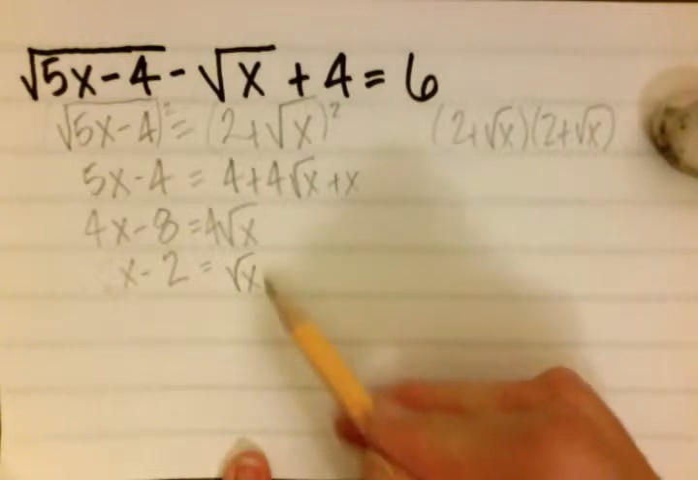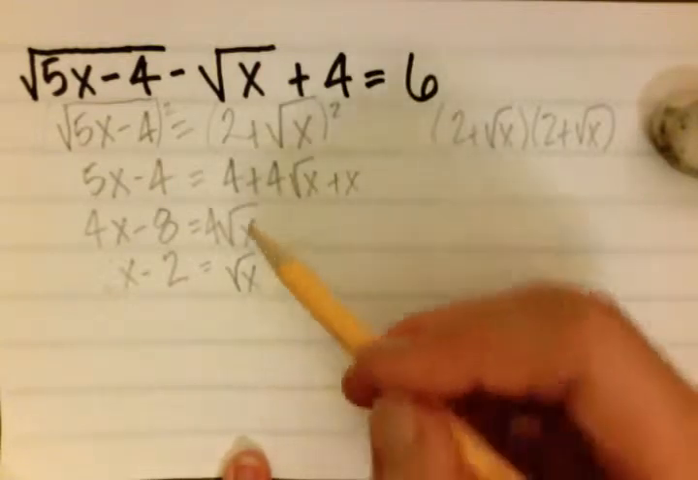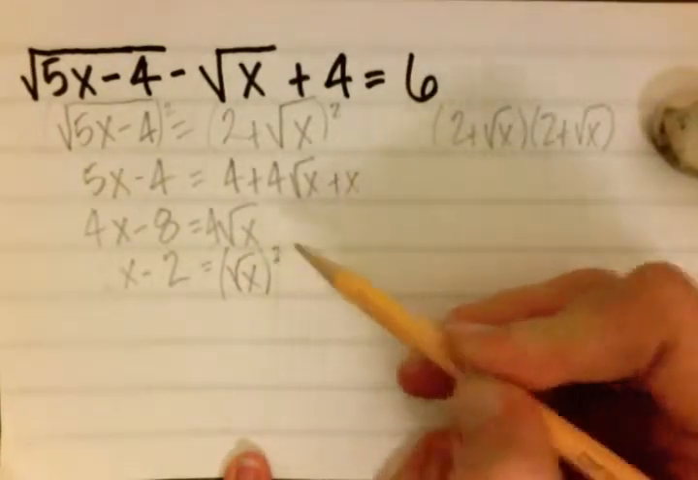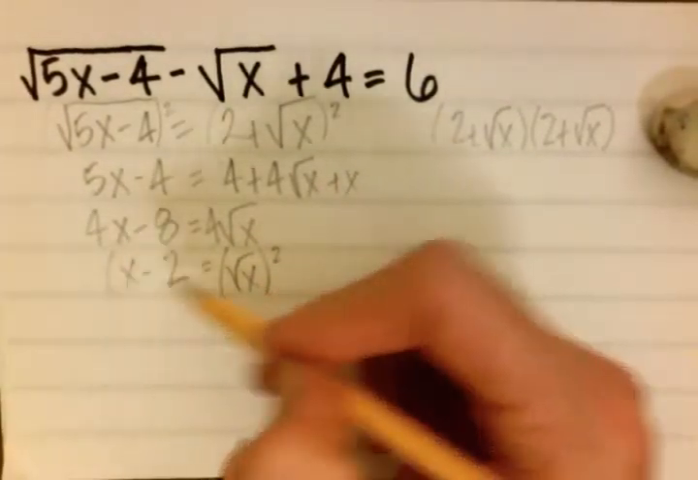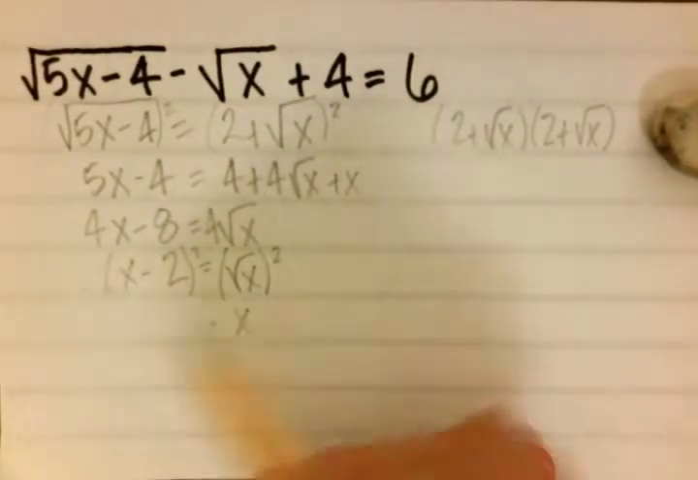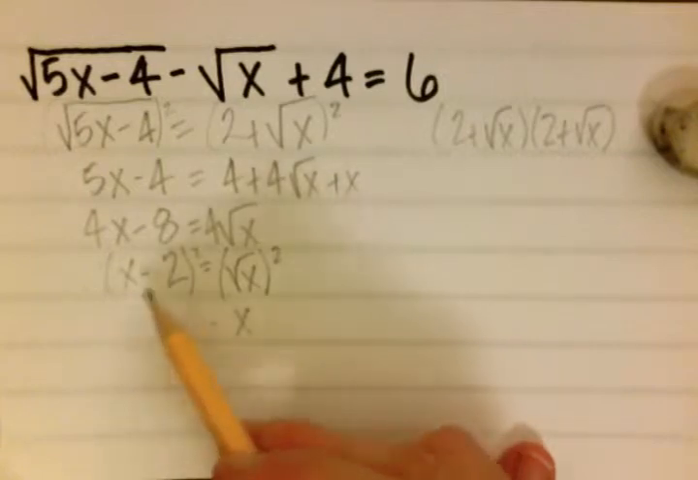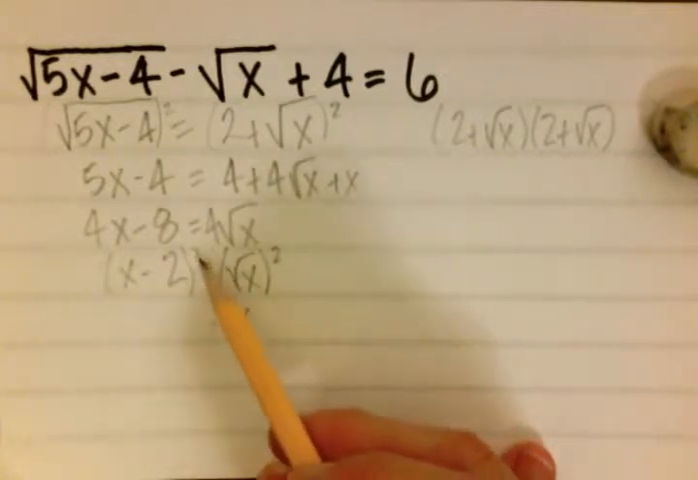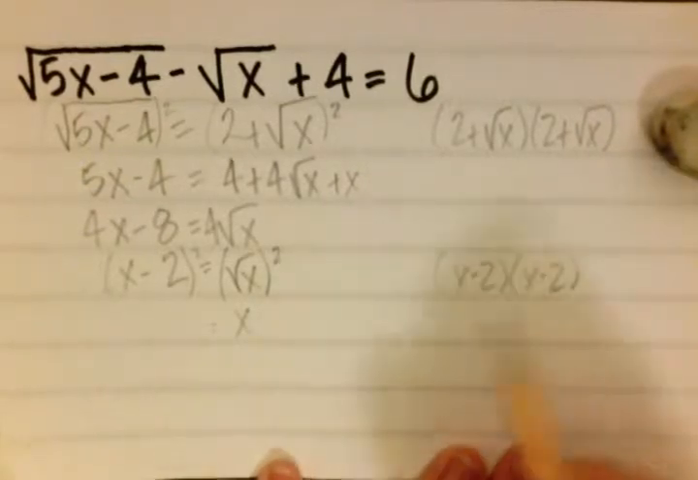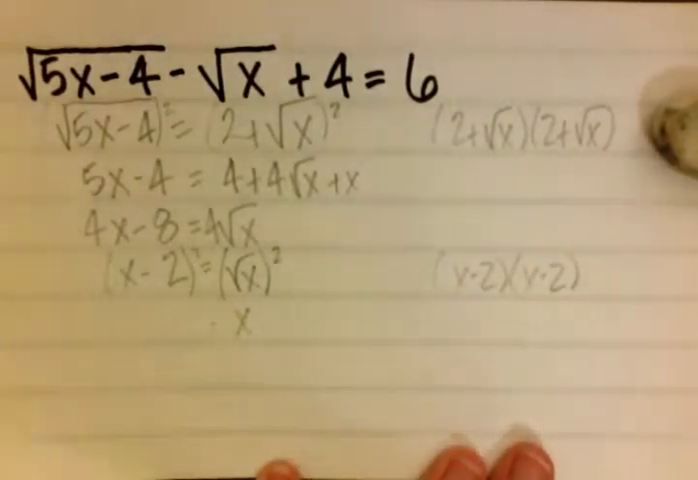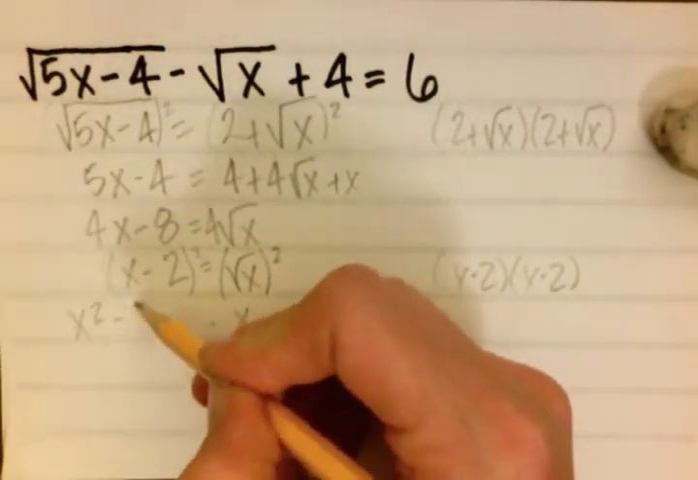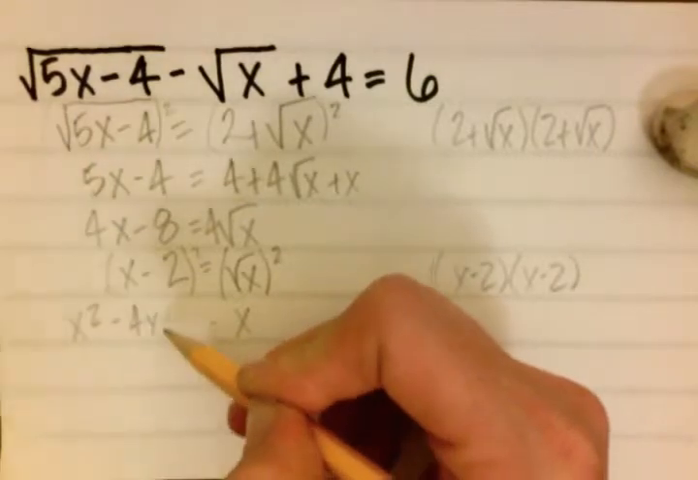So we've now isolated the radical all by itself on this side of the equation, and of course whenever we get that taken care of, we then square both sides. The square root of x squared is going to be x. Whatever we do to one side of the equation, we must do to the other. So we have x minus 2 squared, so once again that'll look like this. And we'll FOIL that. And when we do that, we get x squared minus 4x plus 4.